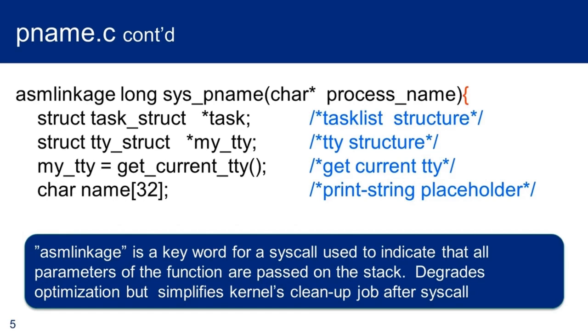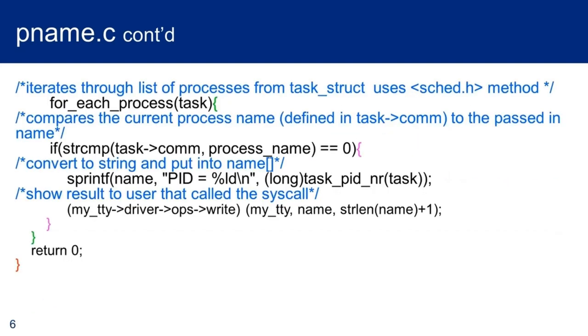If you don't have much experience with C, these are simply the structures for managing the data. Task contains the names of the processes running. TTY just keeps track of the terminal for printing out the PID, and name is storage for the PID for printing to the TTY. This is where the conversion from process name to PID takes place and where the results are sent to the screen.